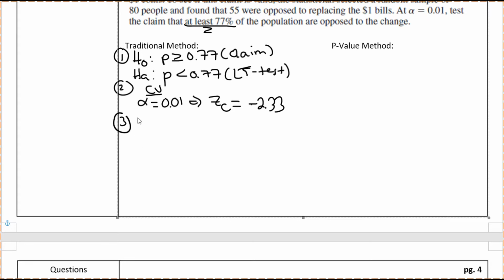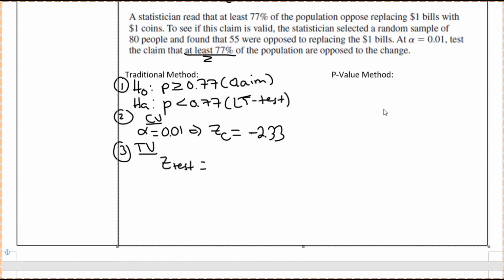All right, step 3 is to calculate the test value. So we have z test equals, so we need to find our p hat. So in this example, they said that we have 80 people, so that's our n. 55, that's our x. So we need to calculate p hat. So p hat is equal to 55 out of 80. And we need to calculate our q as well, which is 1 minus p, and p is 0.77. So this will be 0.23.